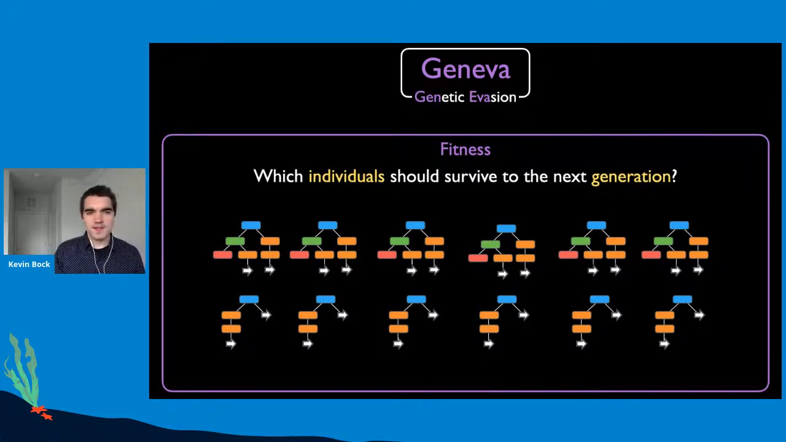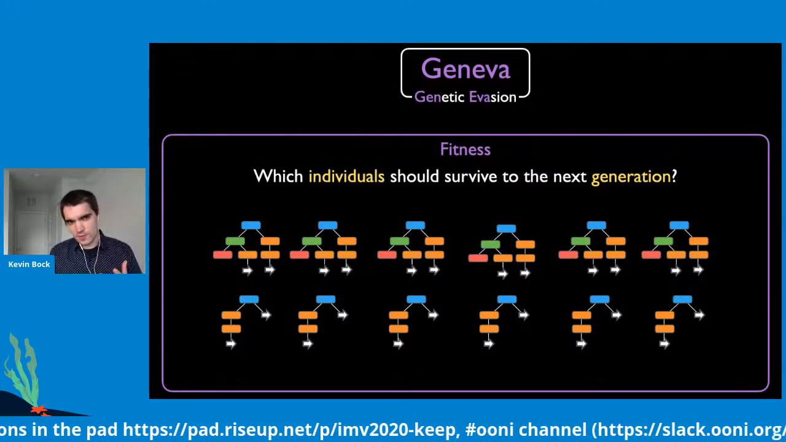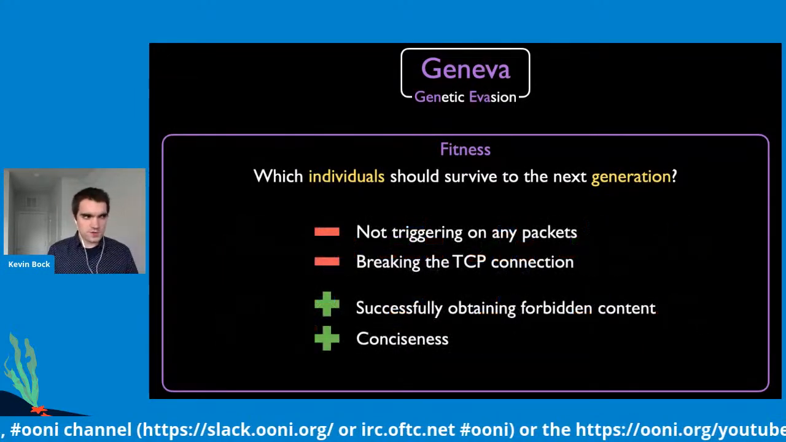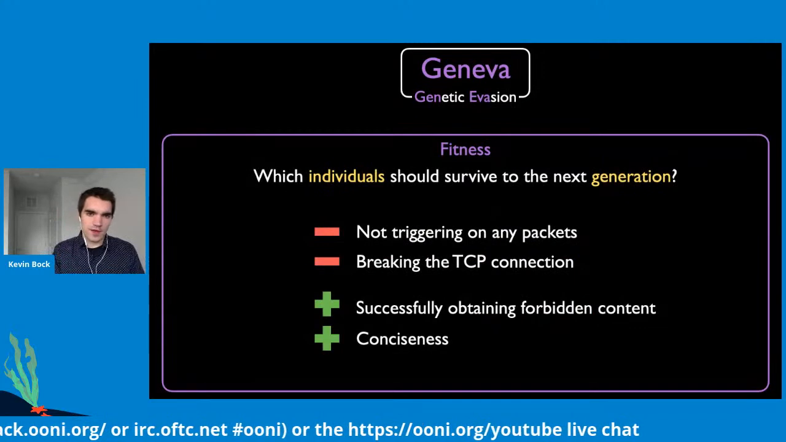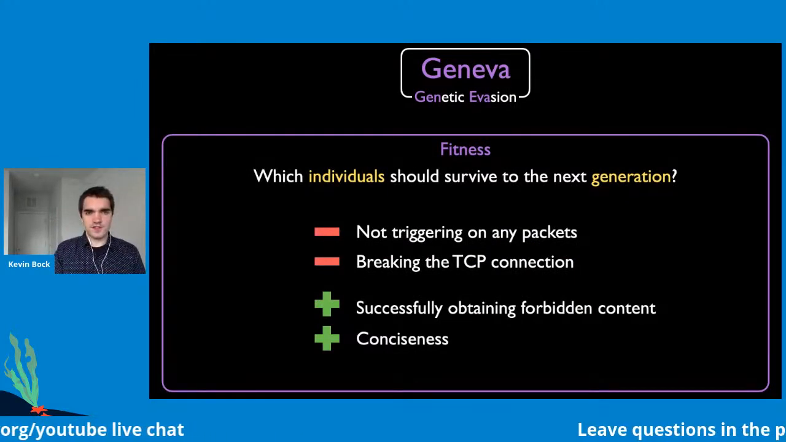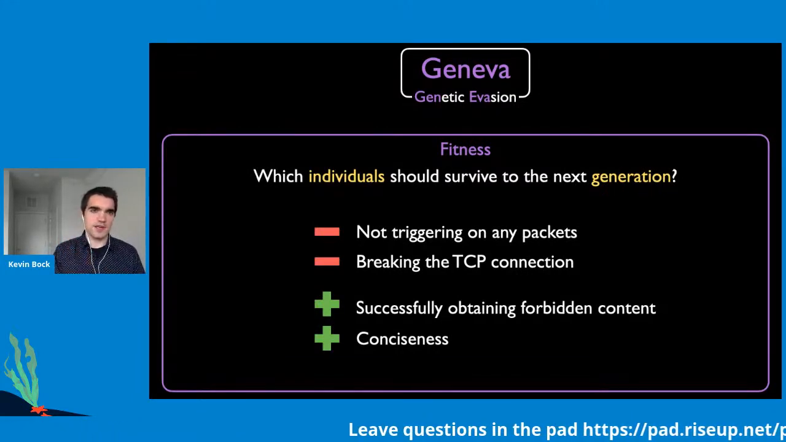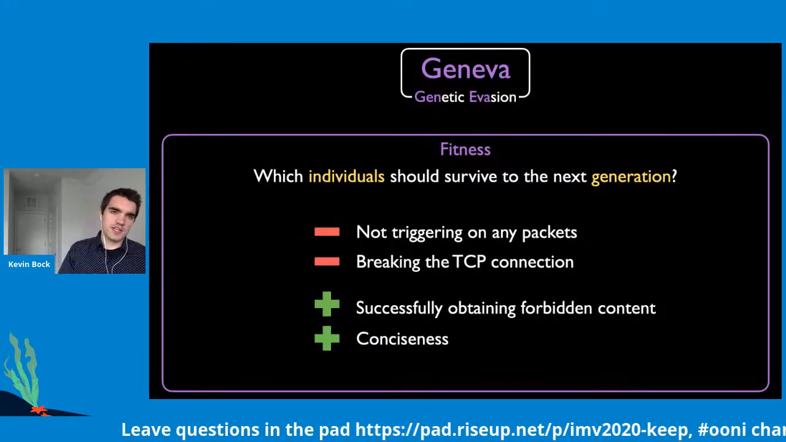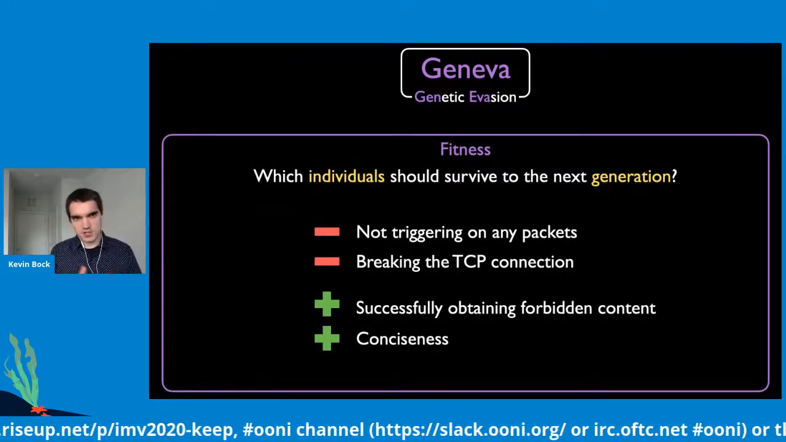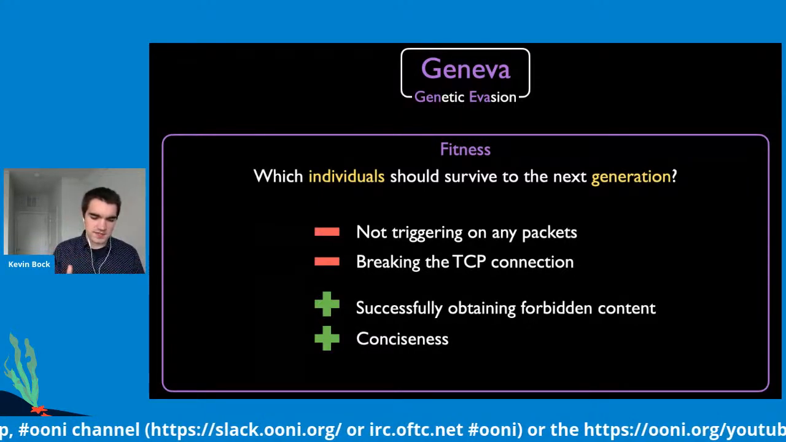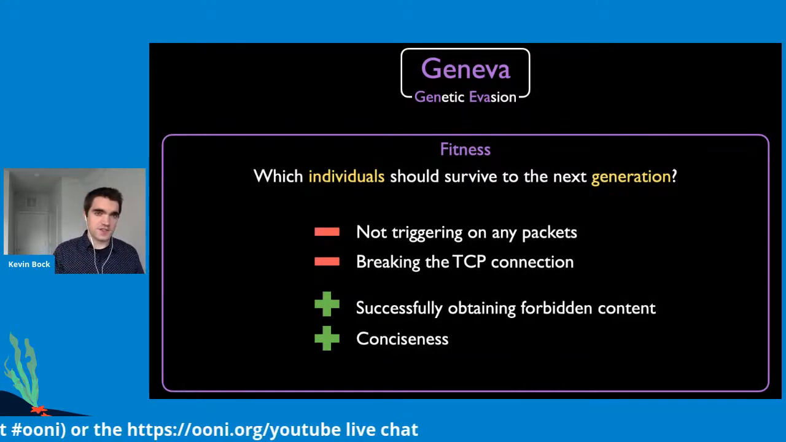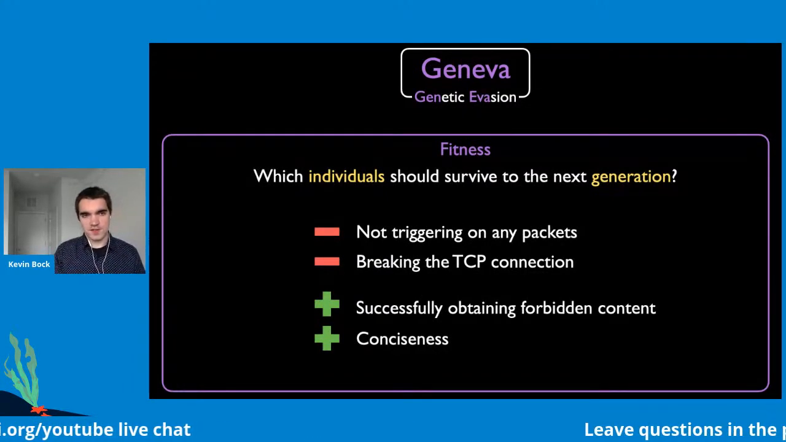And this is basically a question of, in the genetic algorithm, what do we want to reward and what do we want to punish? So specifically, this is what we land on. We punish the system if it has triggers that don't trigger in any packets, and this encourages it to have precise triggers that match exactly what it needs to. We punish it if the strategy breaks the underlying TCP connection, and we do this as a search space reduction because it allows it to search just the space of strategies that keep the TCP connection alive. We reward it for successfully obtaining forbidden content through the censor.